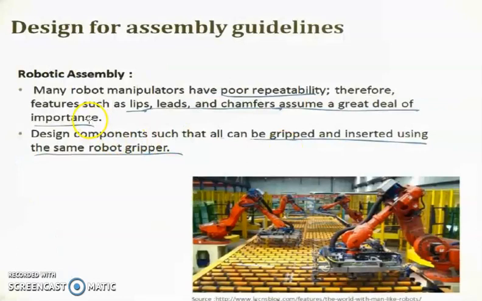Now for robotic assembly, many robot manipulators have poor repeatability. Therefore, features such as lips, leads and chamfers assume a great deal of importance. You have to give proper consideration and care to lips, leads and chamfers. Design components such that all can be gripped and inserted using the same robot gripper. So these kinds of considerations should be there whenever you are designing any product for robotic assembly. So these are the ways by which you can apply your design for assembly concept.